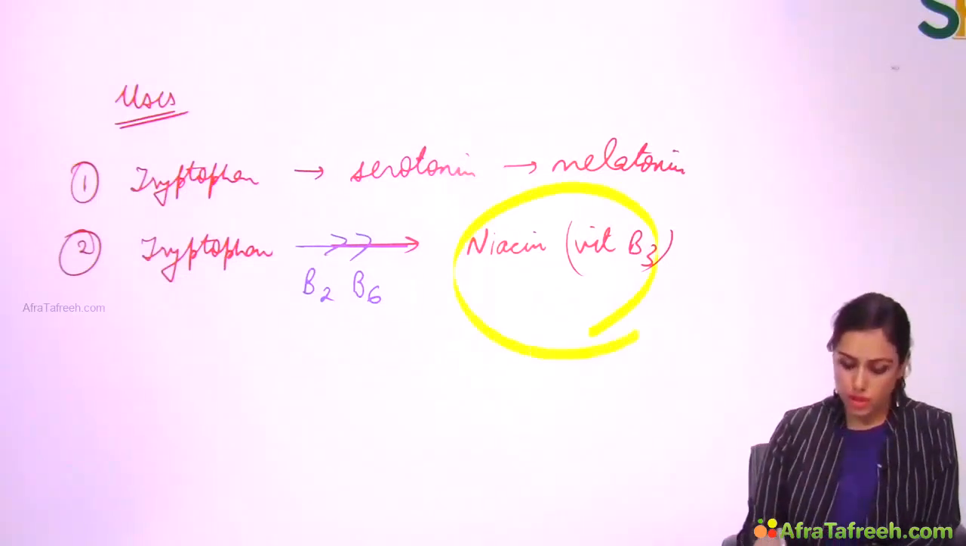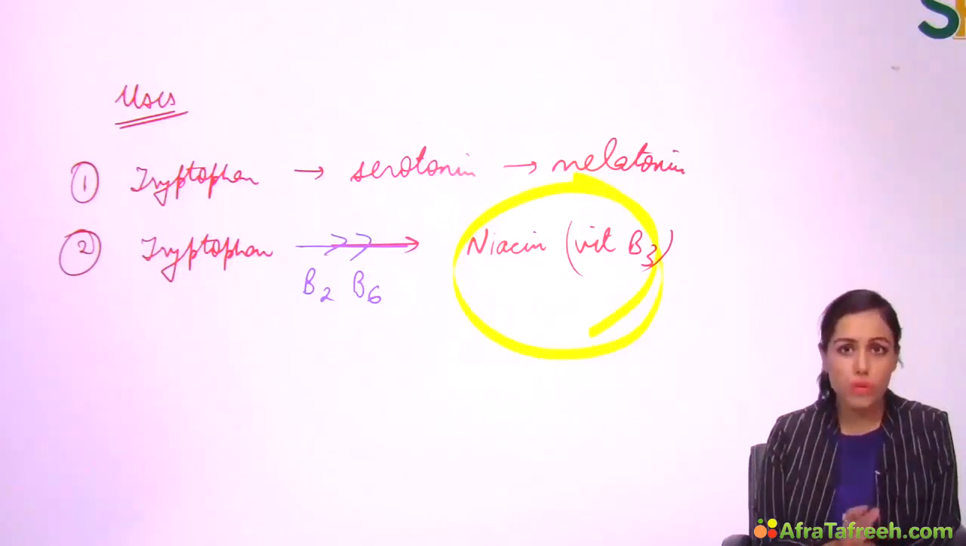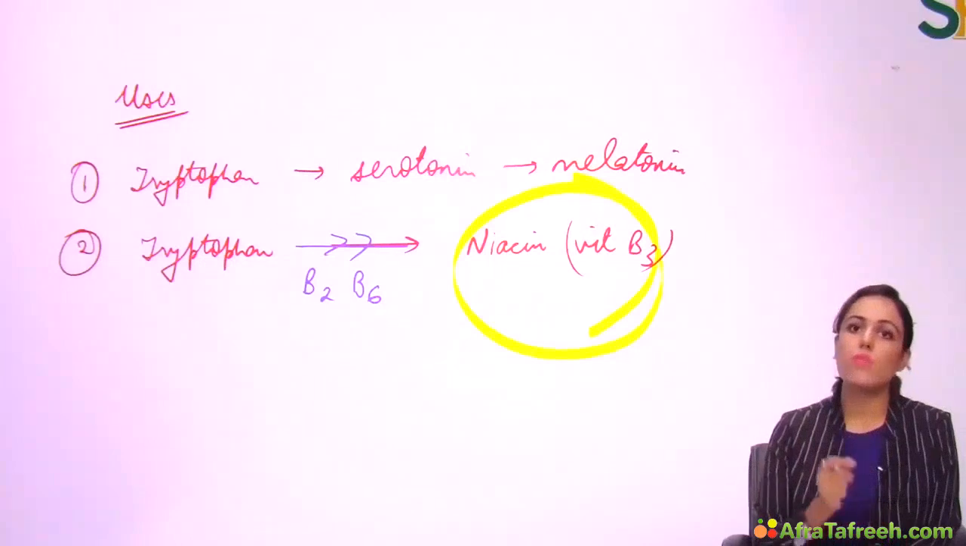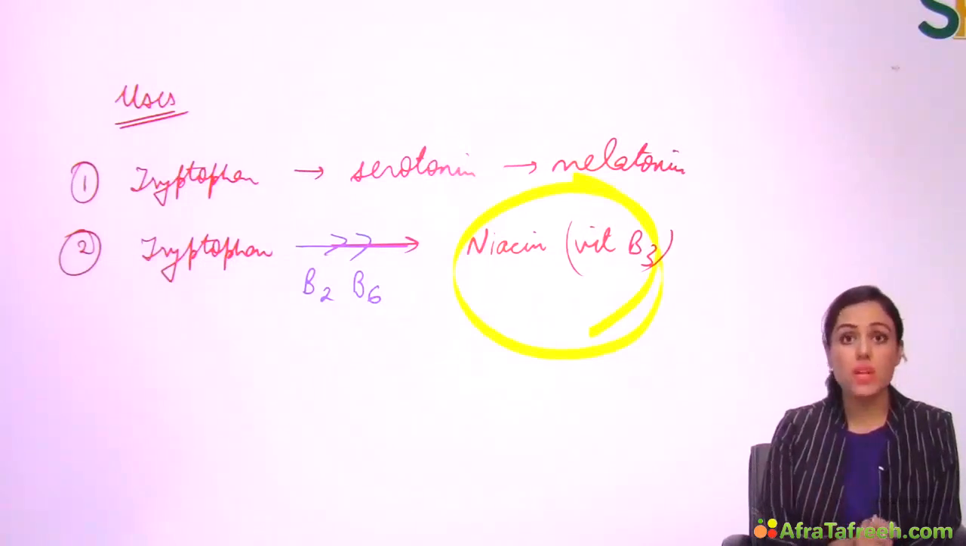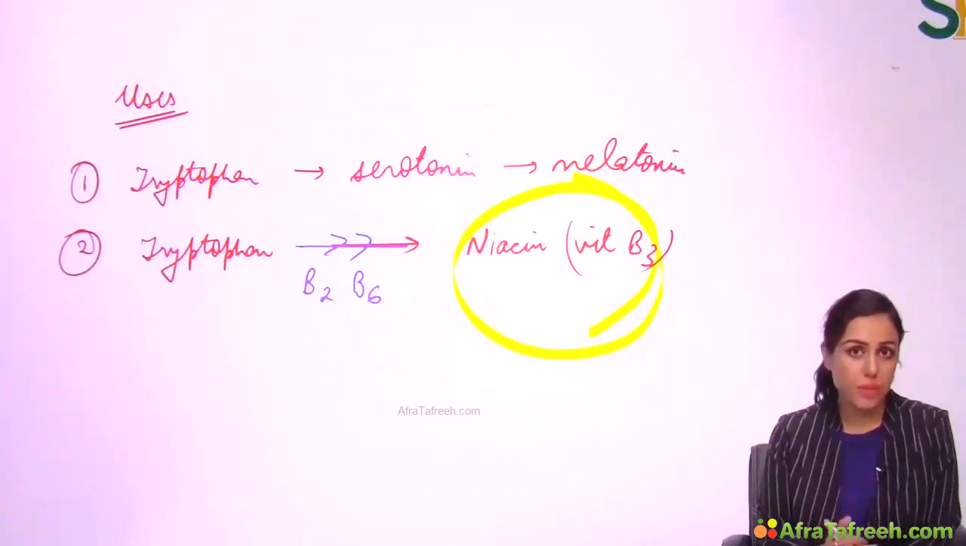Now focus here that this is a vitamin. Vitamins usually cannot be formed in body, right? We have to take vitamins in diet. But this vitamin, vitamin B3, that is niacin, is formed in body. So it is known as atypical vitamin.